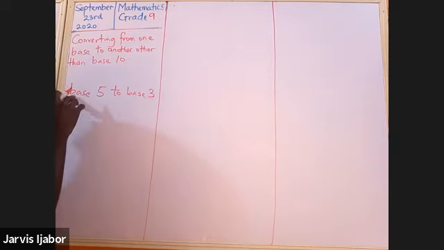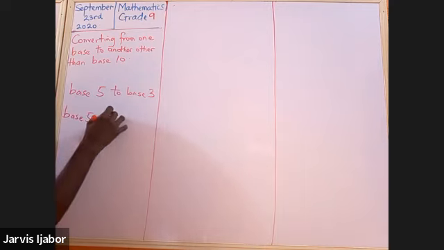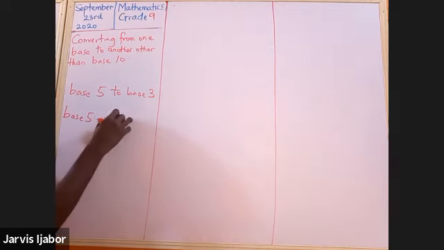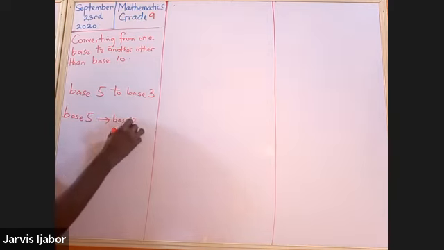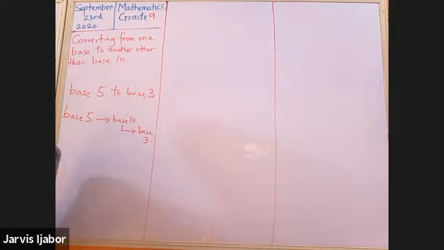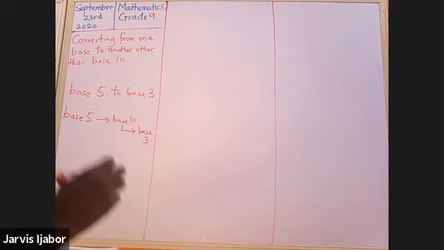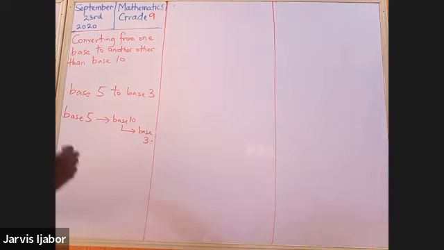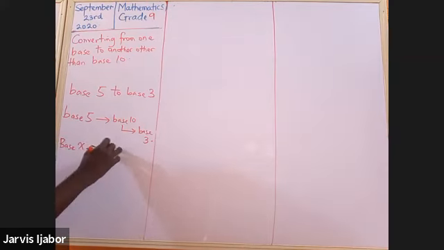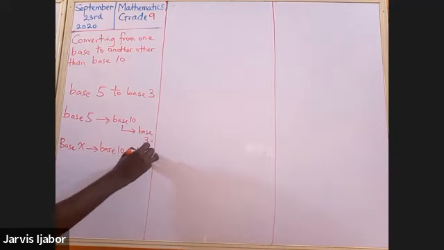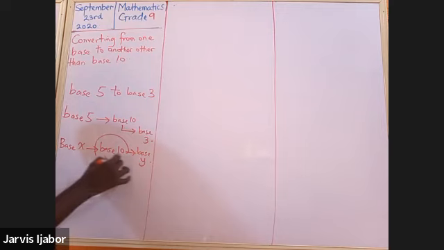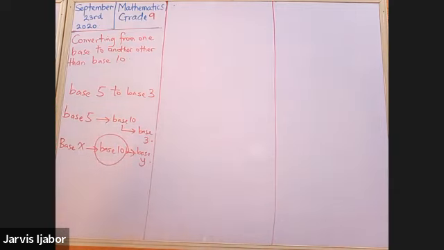How would you do that? You can't directly convert from base 5 to base 3. What you can do is to start with base 5, go to base 10, and then come back to base 3. So if you're asked to convert between bases, you must convert to base 10 first. So that is base X to base 10 to base Y. You must get to base 10 before you move to base Y.